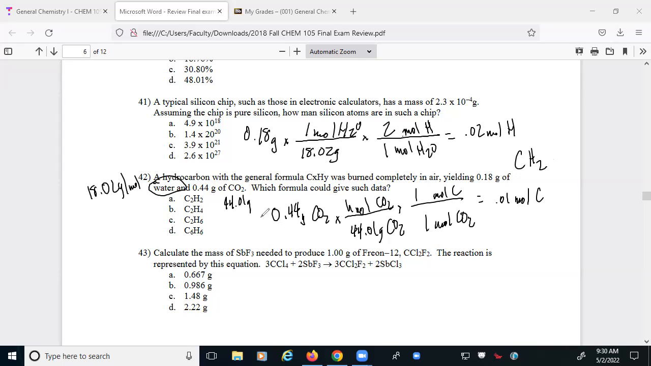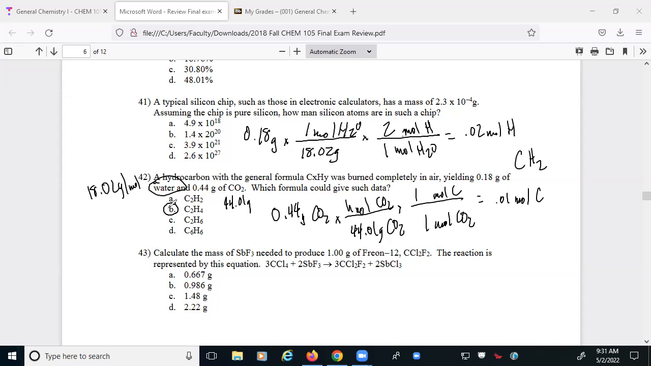Now, CH2 isn't one of the options, but is there a molecule here that gives me that same 2-to-1 ratio of hydrogen to carbon? Yeah, it's B. So in a case like this, I'm going to revise what I said a few seconds ago.